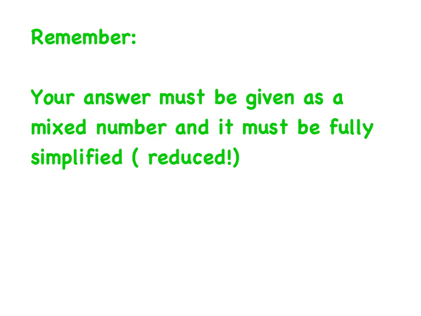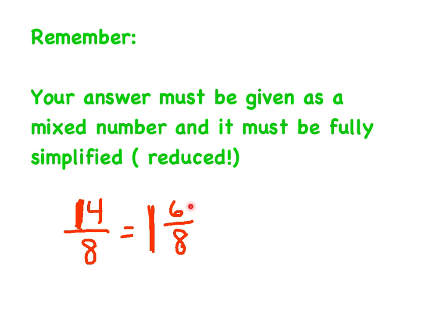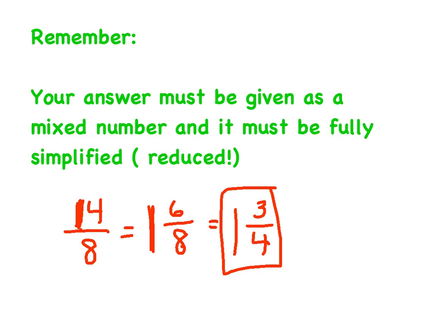So an example of this might be if I end up with an answer of 14/8, I might change that into 1 and then I have 6 out of 8 left over. So for the 14, I take 8 away to make 1 whole, and then 14 minus 8 gives me 6 over 8. This fraction, 6/8, is not fully reduced yet, because 6 and 8 are both divisible by 2, which would give me 1 3/4. This would be the fully correct answer.